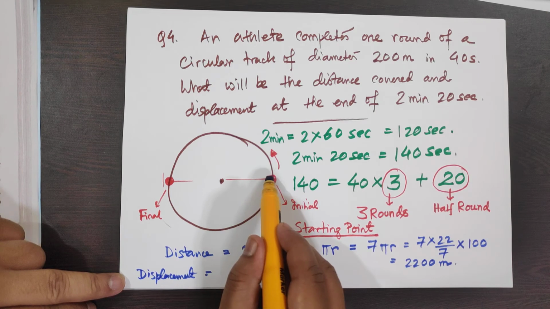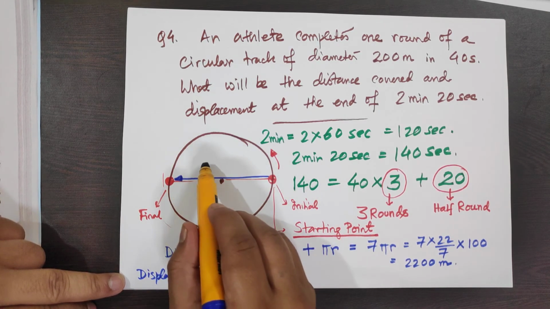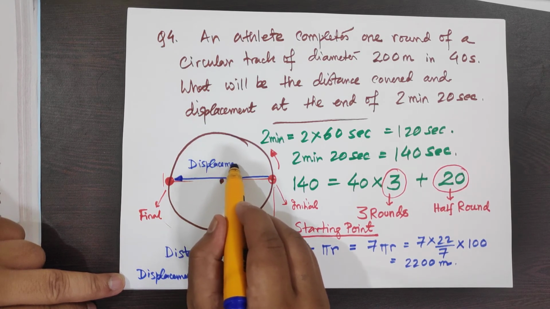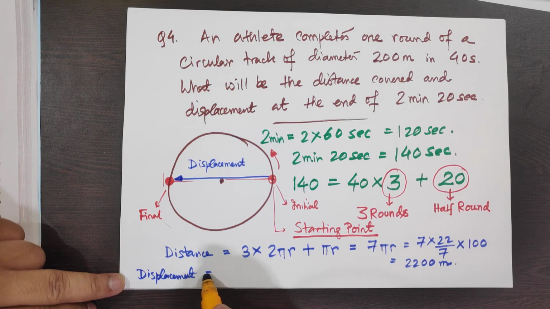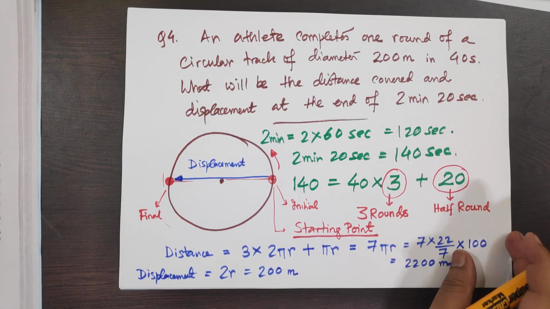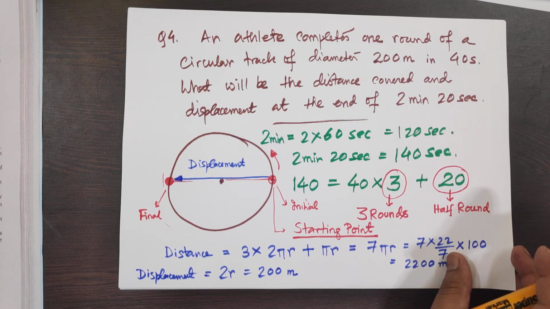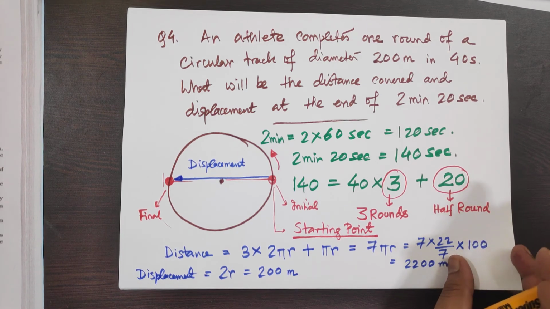And displacement in this time, displacement is a line joining the initial to the final position. That is one diameter, right? 2r, that's 200 meter. And there are more problems in NCERT. You can try those.